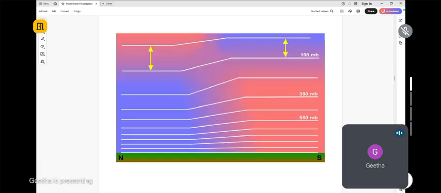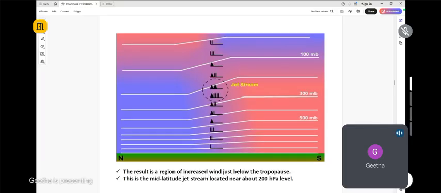This reversal of temperature gradient gives rise to a change in the direction of the height gradient force, or the pressure gradient force. This force will now reduce the winds in the particular direction. Winds are westerly, so this will make it easterly. Slowly the wind speeds will start decreasing as you go further up. So around the 200 hPa level, just below that, you will find this jet stream.